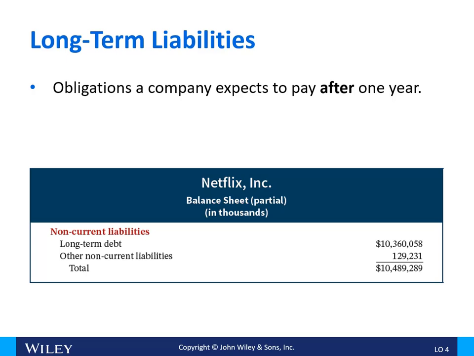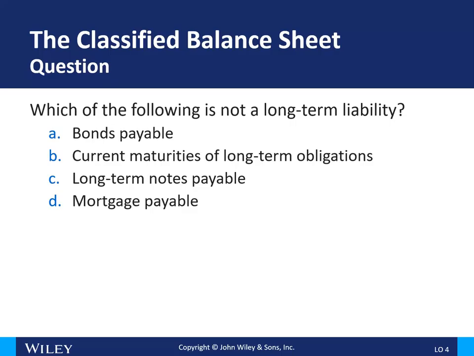Long-term liabilities are obligations that a company expects to pay after 1 year. So mortgages, long-term notes payable, and bonds payable are examples of long-term liabilities. A question along those lines: which of the following is not a long-term liability? We have bonds payable, current maturities of long-term obligations, long-term notes payable, or mortgage payable.